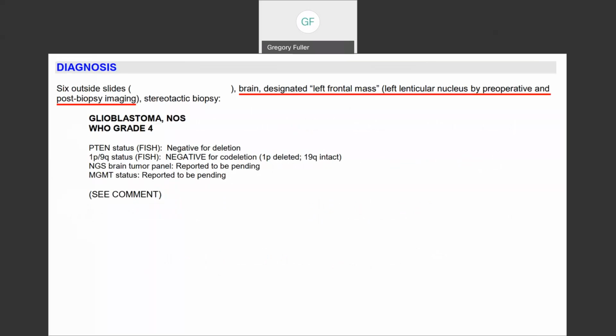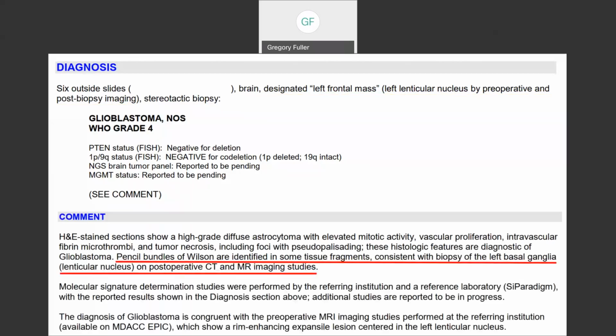Look, I want my reports to be as truthful, as accurate, and as precise as I can make them. A lot of pathologists don't seem to care about that. All they want to do is make an instant pattern recognition, make a diagnosis, and go home, I guess. Here's the comment, underlined in red: pencil bundles of Wilson are identified in some tissue fragments, consistent with biopsy of the left basal ganglia, the lenticular nucleus to be specific, on post-operative CT and MR imaging studies.